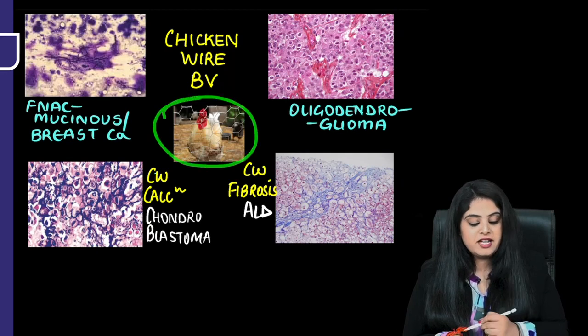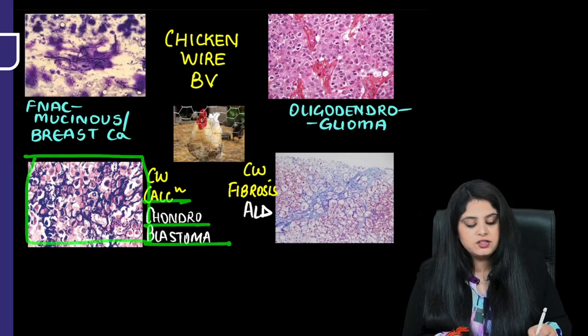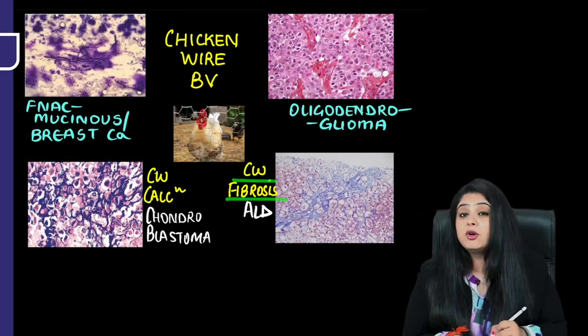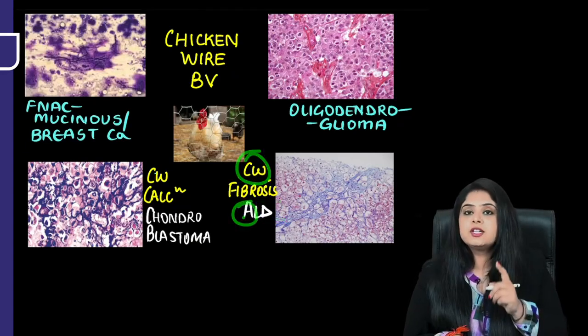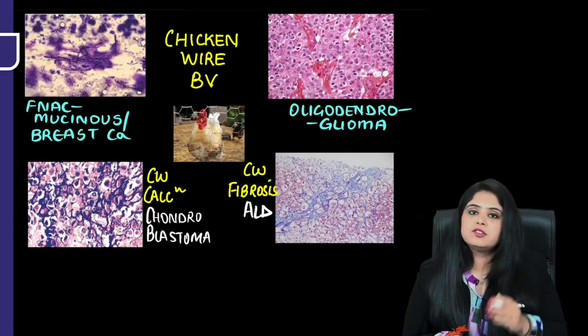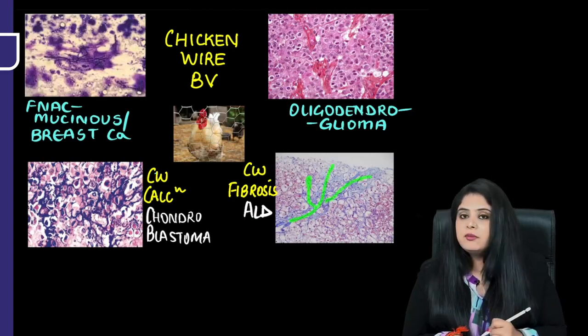Let's revise. Chicken wire, where all did we study? Right now we studied chicken wire calcification, which is seen in which bone tumor? Chondroblastoma. If I ask you chicken wire fibrosis, I told you, with alcohol everyone consumes chicken. That is a way of learning. So in alcoholic liver disease you see chicken wire fibrosis, because with alcohol everyone eats chicken. So you can see the blue fibrosis here.